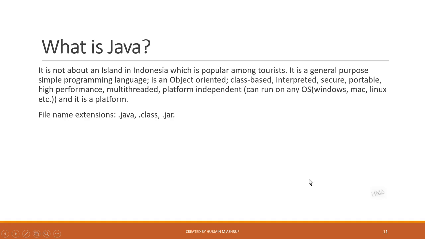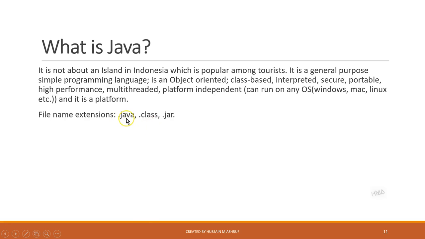So you may ask, what will be the file extensions, or how are they represented on the file system? The file extension of Java source programs is .java. That is the file name extension which you write, right? That will be stored in a .java file, with the appropriate file name.